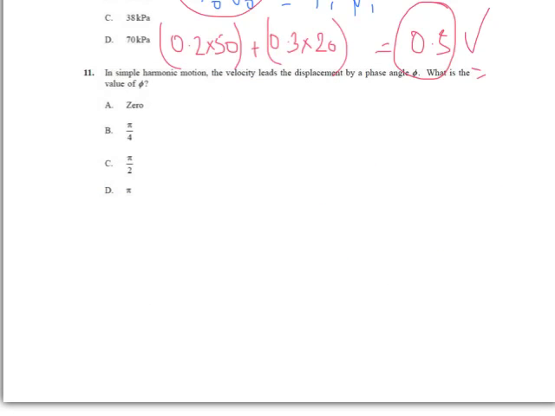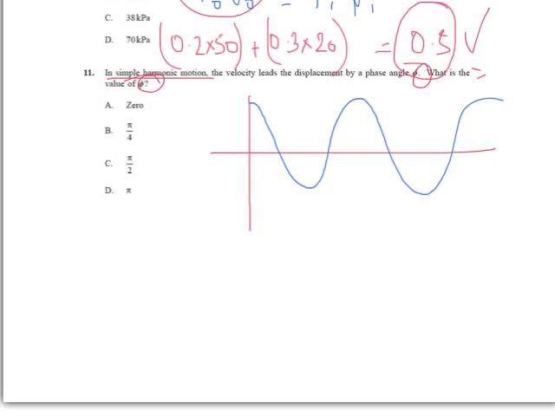Simple harmonic motion. In simple harmonic motion, the velocity leads the displacement by a phase angle phi. What is the value of this angle? So let's have a quick review of simple harmonic motion graphs. Now these graphs you definitely need to learn off by heart. A displacement time graph would look like this, but better, obviously.